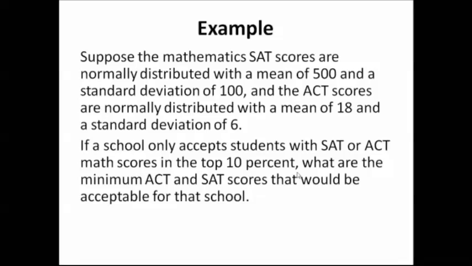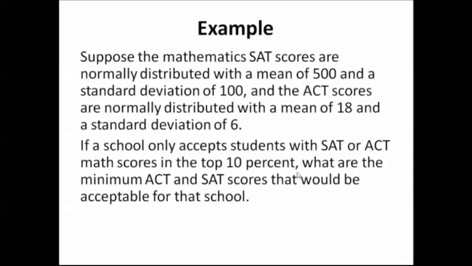Here's the problem. Suppose that the mathematics SAT scores are normally distributed with a mean of 500 and a standard deviation of 100. And the ACT scores are normally distributed with a mean of 18 and a standard deviation of 6. If a school only accepts students with SAT or ACT math scores in the top 10%, what are the minimum ACT and SAT scores that would be acceptable for that school?